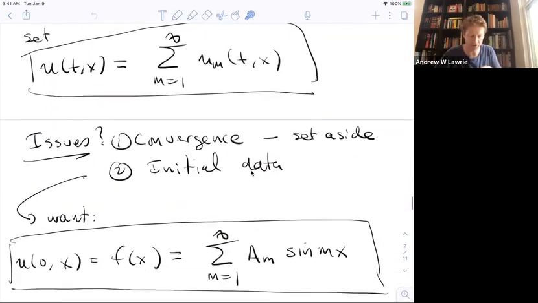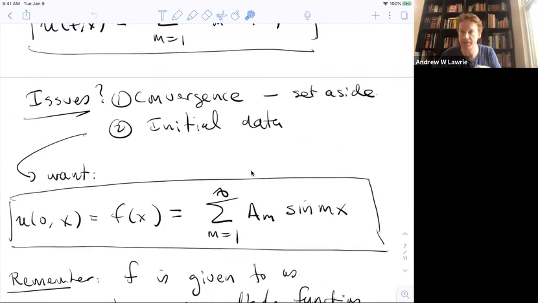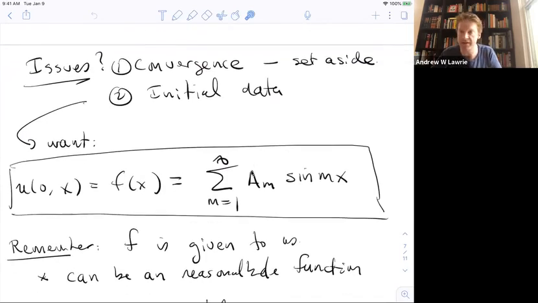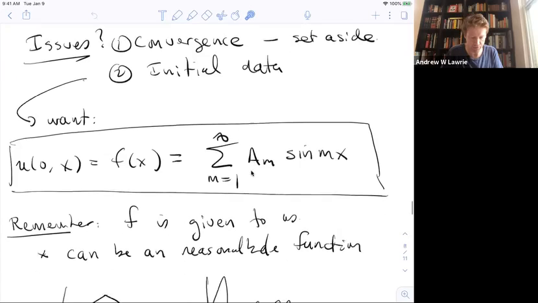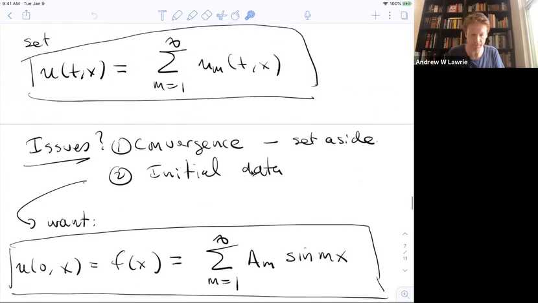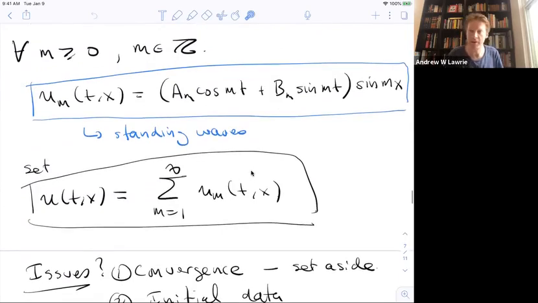I mentioned trying to make the initial data fit, and I brought up the initial position. Once we try to satisfy the initial conditions, we arrive at this question of can we represent an arbitrary function by an infinite series of sines like this. I just did this with the initial position, but I could have done the same type of consideration with the initial velocity.